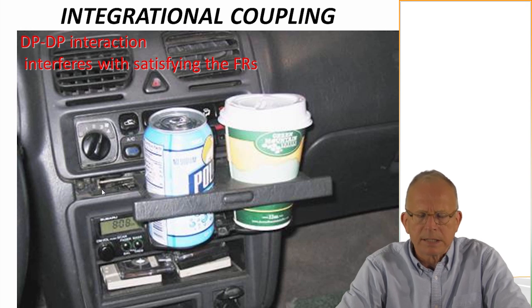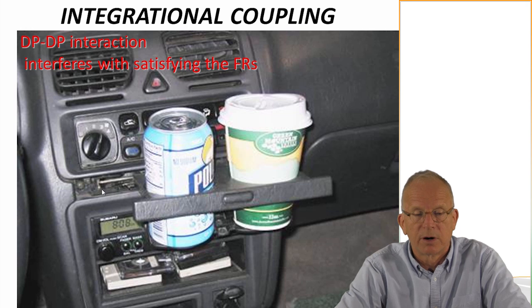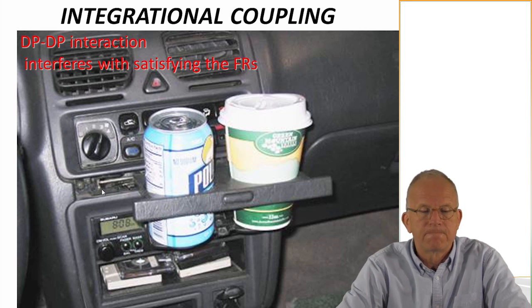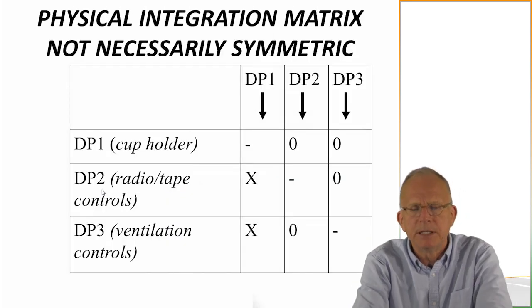But it's a good example, though, because there's no physical reason, there's no law in physics why cup holders interfere with the controls for the air conditioning and the ventilation, or why it should interfere with the radio. And it's only through the integration of these things that that occurs. So you can look at a DP-DP matrix.